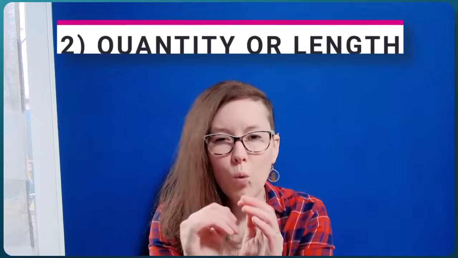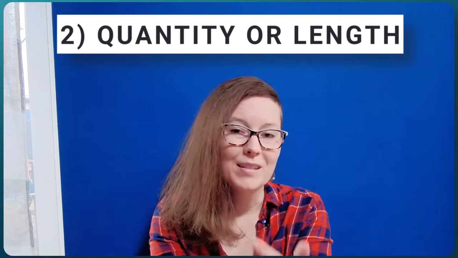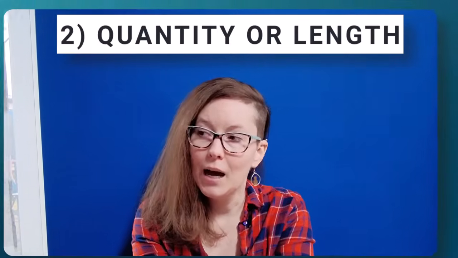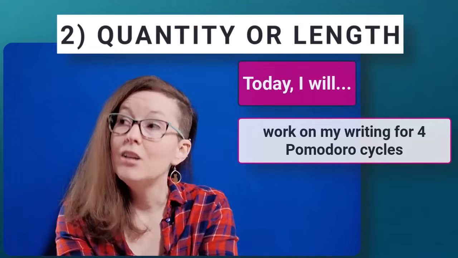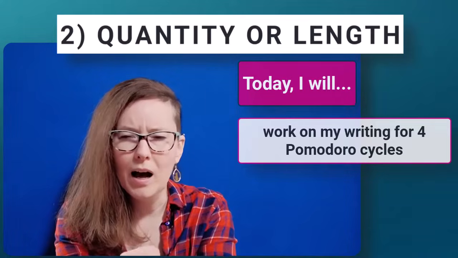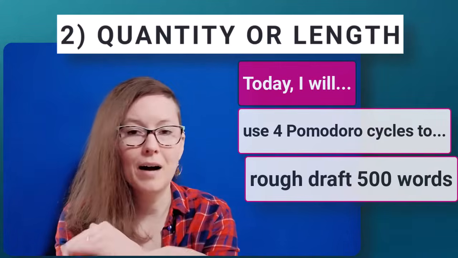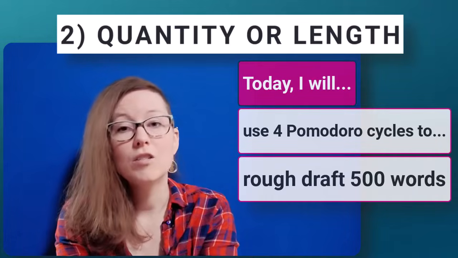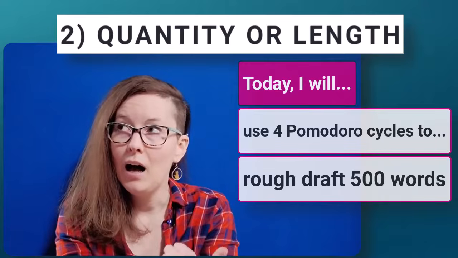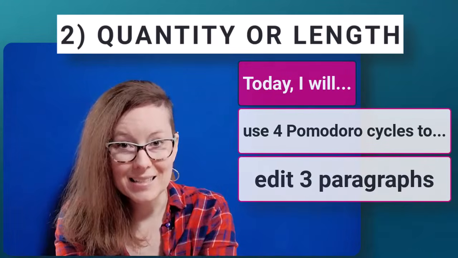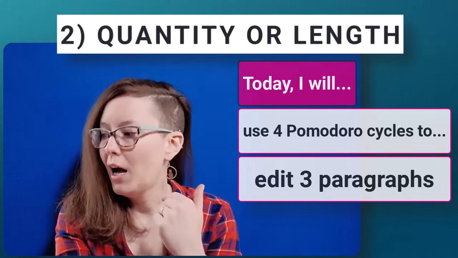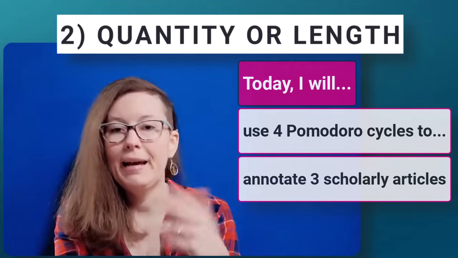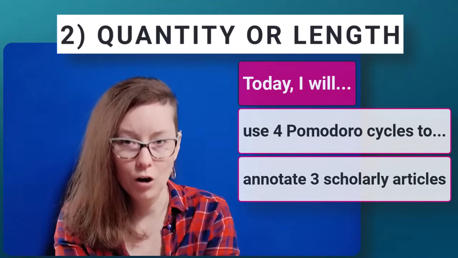Element 2 that we can add to a writing goal has to do with quantity or length. This is where I would layer on and say not just I'm going to work on my writing for 4 Pomodoro cycles, but during those 4 Pomodoro cycles, I'm going to aim to rough draft 500 words. Or during those 4 Pomodoro cycles, I am going to try to edit 3 paragraphs. Or during those Pomodoro cycles, I will try to read and annotate 3 scholarly articles.